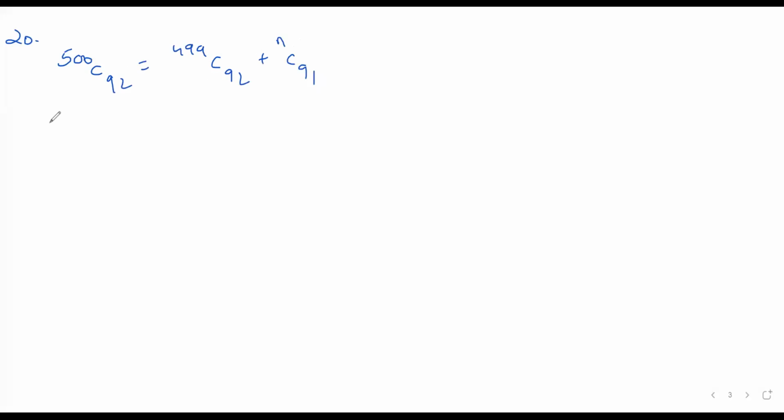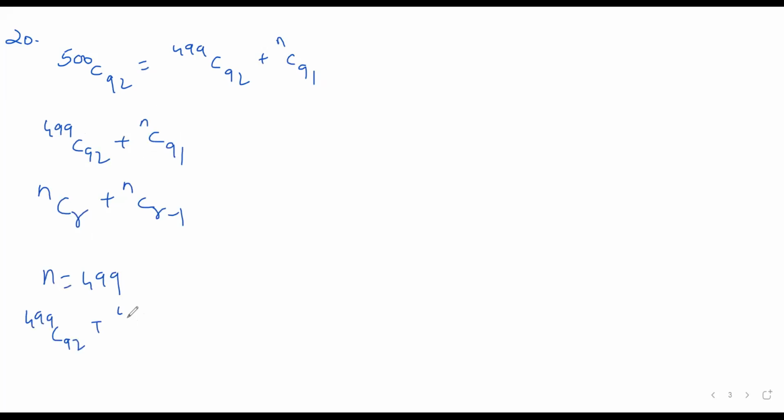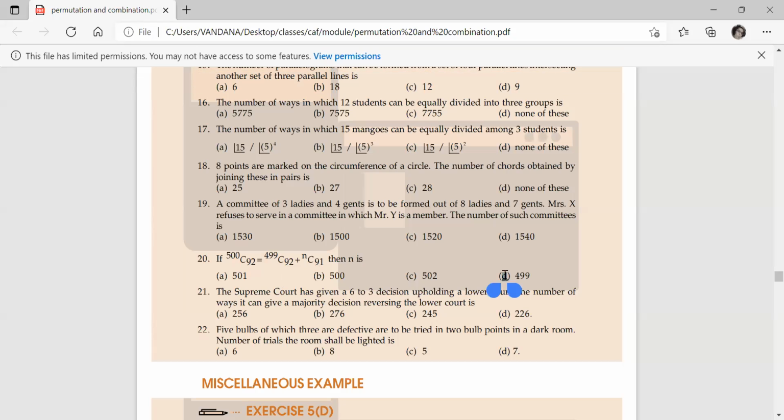I can use the Pascal law here. 499C92 plus NC91, you have to find N. This is NCR plus NCR minus 1. So N is 499. 499C92 plus 499C91. As per Pascal's law, it will be 500C92. So N is 499. D.